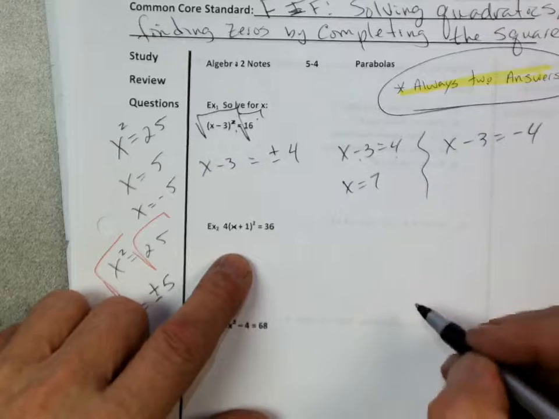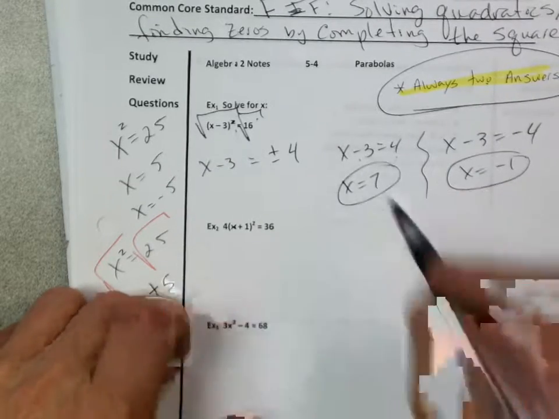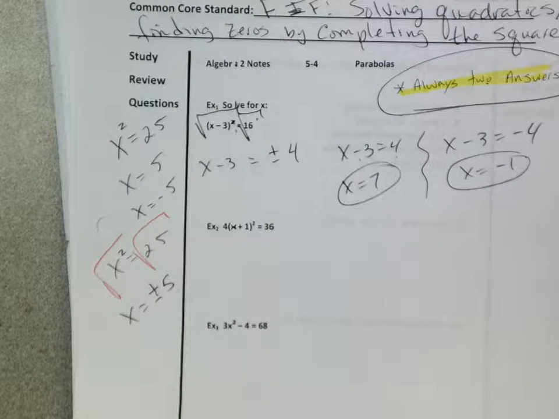Plus 3, one answer is 7. Plus 3, the other answer is negative 1. Both of these answers are correct. Well, I can check it real easily. If I put a 7 right here, 7 minus 3 is 4. 4 squared is 16, right? You guys agree with that?